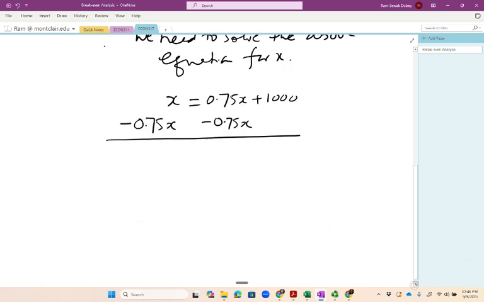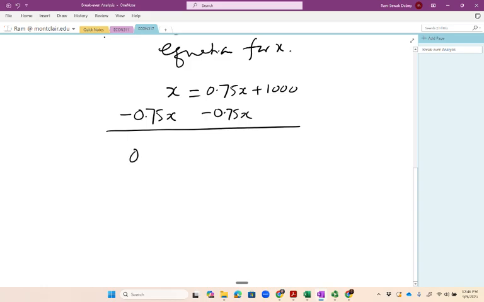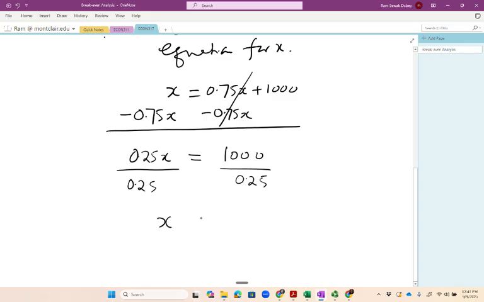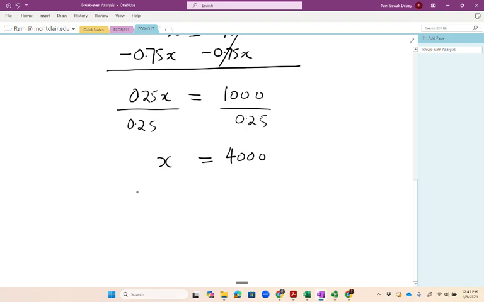What we get is 0.25x on the left hand side. The 0.75x cancels out, only 1,000 remains on the right hand side, and then I will divide both sides by 0.25, which gives me X on the left, and 1,000 over 0.25 is $4,000. So the break-even revenue turns out to be $4,000.